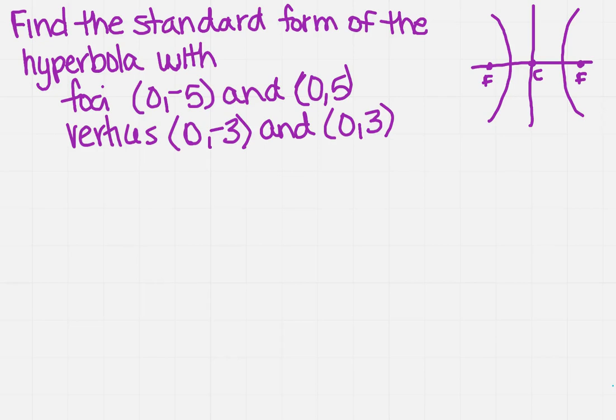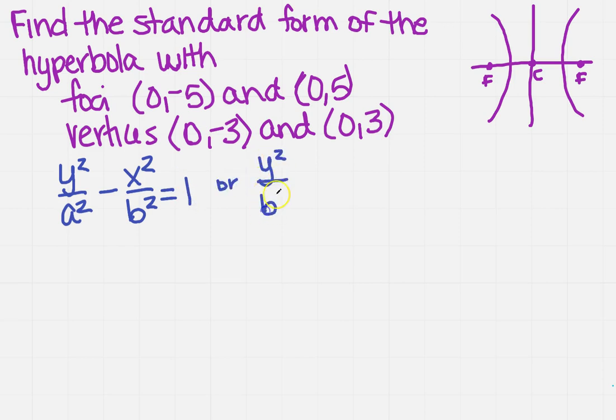Based on the information provided in this problem, we know that we are looking for a hyperbola. Now, what is the standard form for a hyperbola? Well, it's either going to be y squared over a squared minus x squared over b squared equals 1, or it's going to be y squared over b squared minus x squared over a squared equals 1. Remember, it depends on if we're on the y-axis or the x-axis.